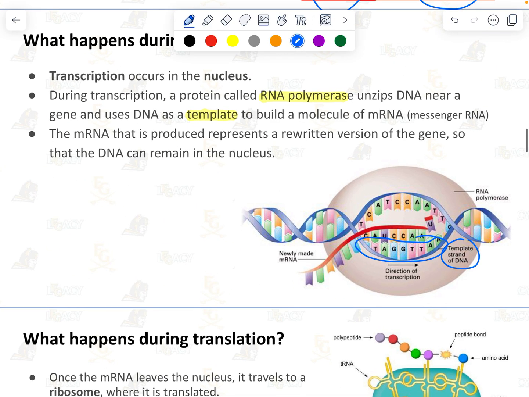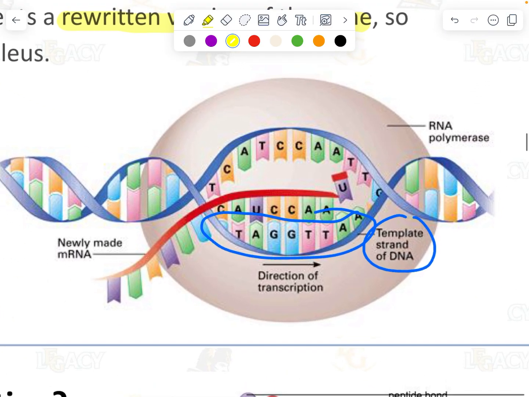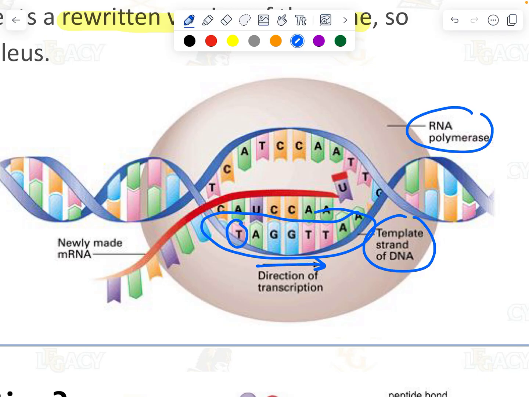And so what's going to happen then is the mRNA that's going to be produced represents a rewritten version of the gene, so that the DNA can stay in the nucleus and the code for a gene can leave. What happens during transcription is RNA polymerase is going to be moving from left to right in this diagram, and it's going to be using the letters on DNA as a template.